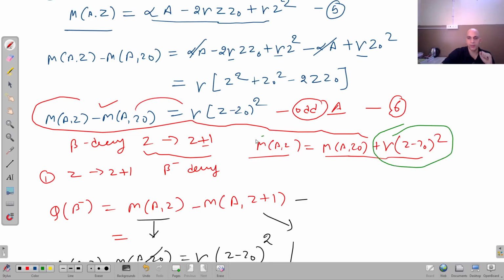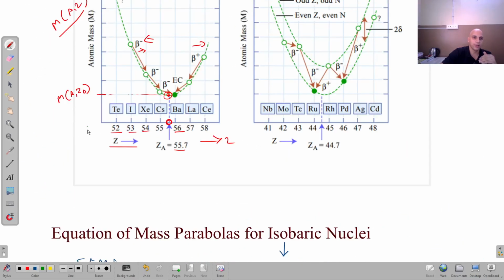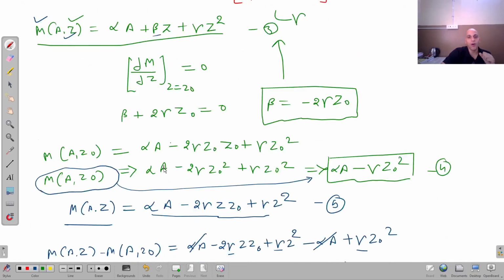So when you plot a graph between this one and Z, you will get two parabolas, because it is square here. But they will be shifted toward the Z axis by an amount, this one Z naught, right? So this was the case of the equation of mass parabola for odd A nuclei.